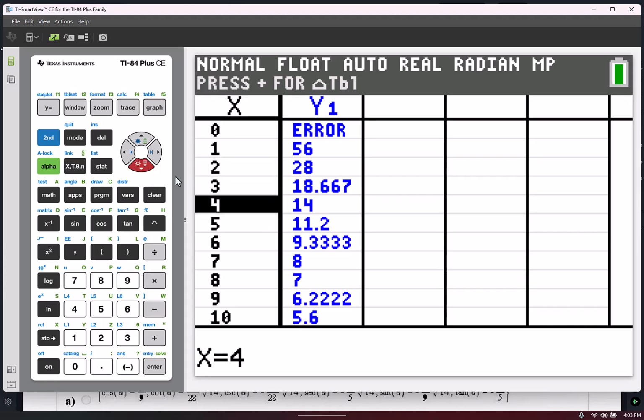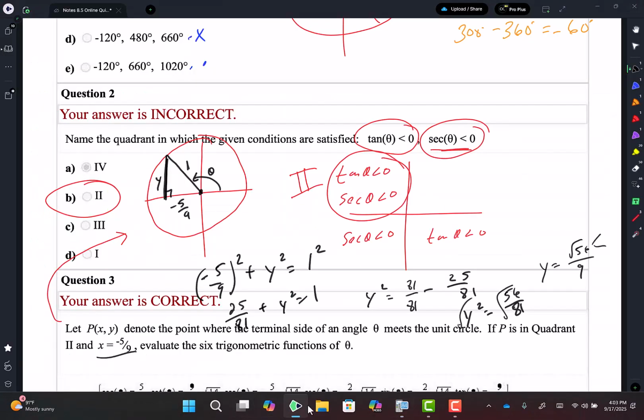Here it is. 4 times 14 is 56, and the square root of 4 is 2. Do you guys see that? So this is the same thing as 4 times 14, so I can write this as y equals 2 square root of 14 over 9.